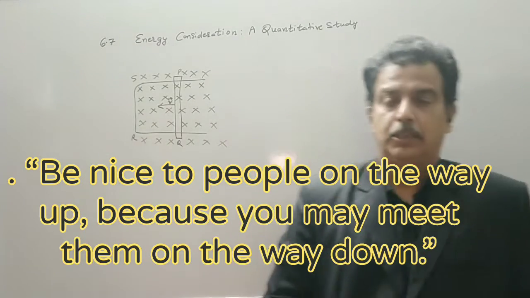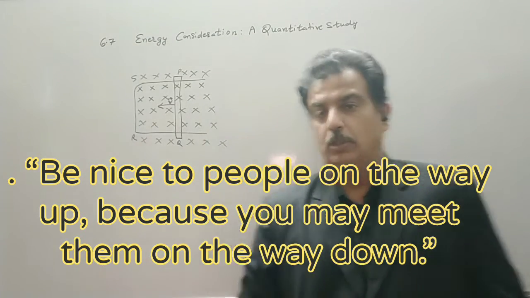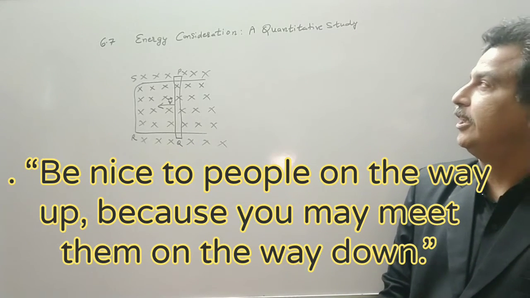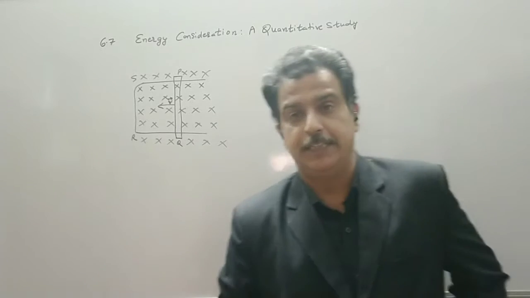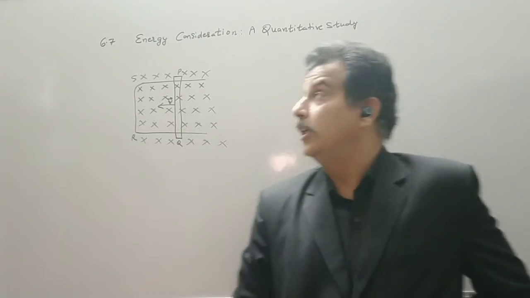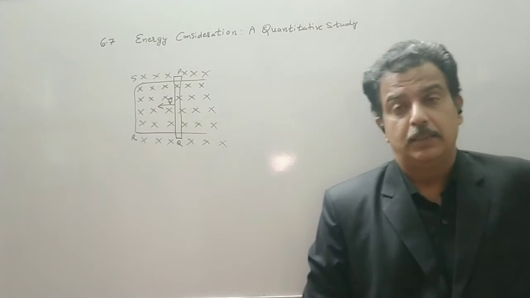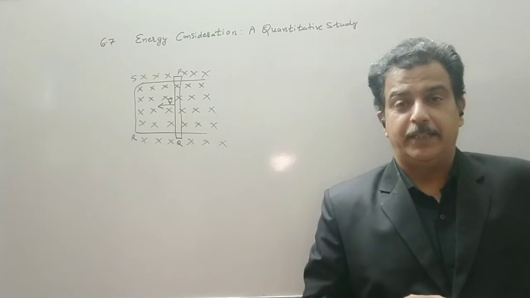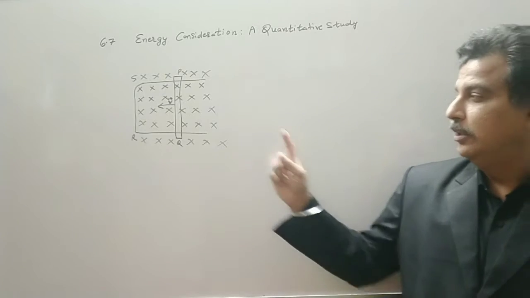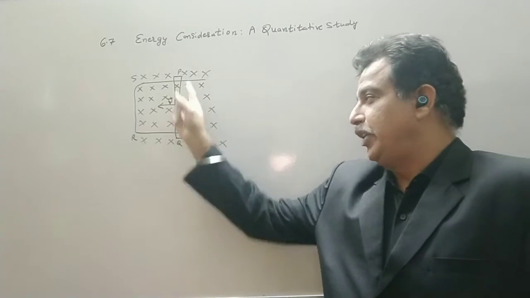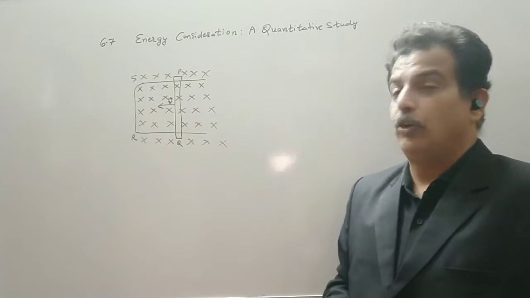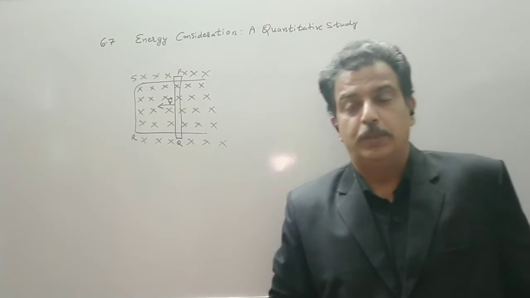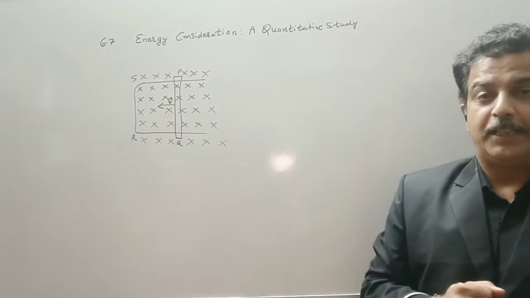Hello students, today we will do topic 6.7, which is energy consideration, a quantitative study. Now here energy consideration means, again we come back to the U-shaped experiment where a rod PQ was placed on a rectangular frame or U-shaped frame, and the rod was moved in a uniform magnetic field.